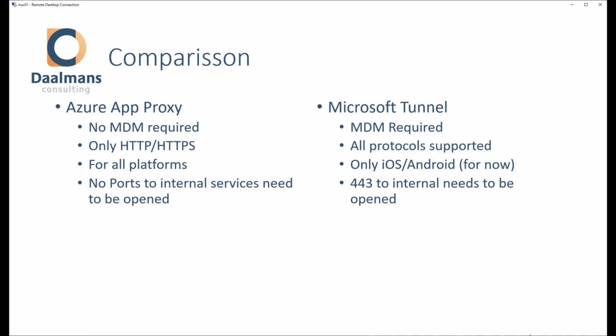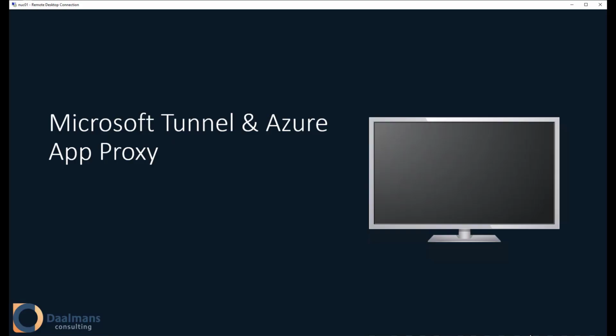On the other hand, we have Microsoft Tunnel, where we require MDM because we want to publish a VPN profile. Basically, all tunneled protocols are supported. It's only available for iOS and Android for now, and at least 443 or any other configured port needs to be opened so that the tunnel instance can be accessed. So let's quickly have a look at what tunnel is.